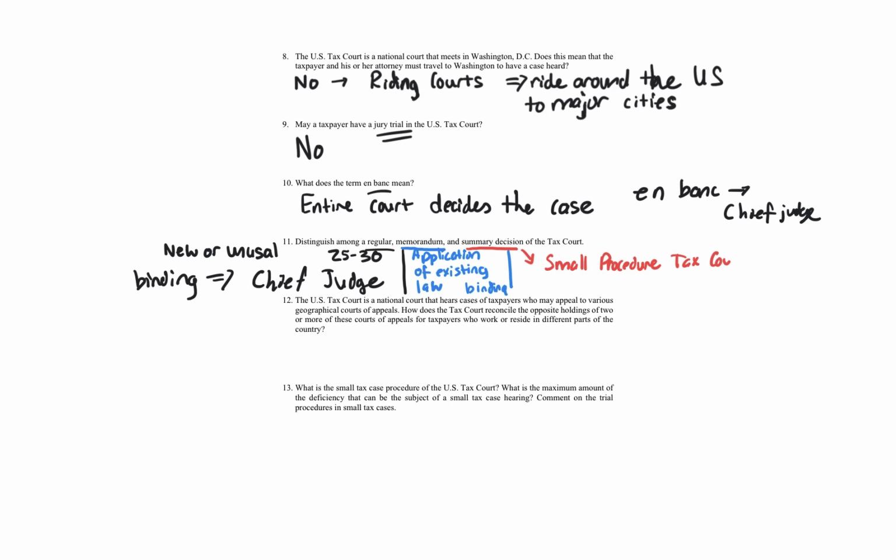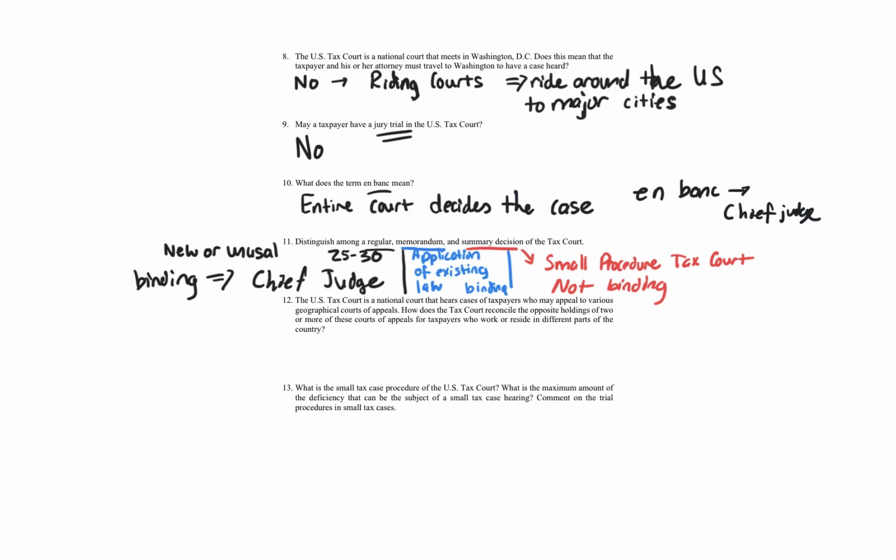And remember, you cannot appeal your small case procedure tax court claim. Also, other taxpayers can't rely on it. It's not binding on anybody but the taxpayer. So it can only be used as persuasive evidence, like a private letter ruling or something like that. All right, let's go to question 12.